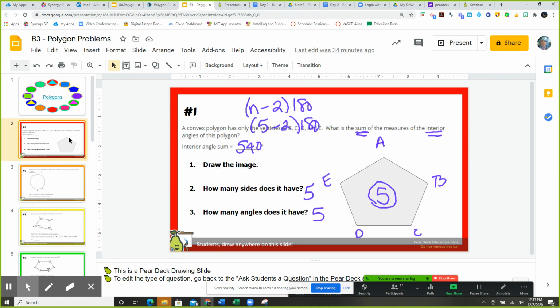And then our very first question was about a polygon that had 5 sides and 5 corners. So if it has 5 sides and 5 corners, we're going to do n minus 2 times 180. That's to find the total interior angle measures. So all those angles A, B, C, and D are going to add up to 540 degrees. N minus 2 times 180. Questions?